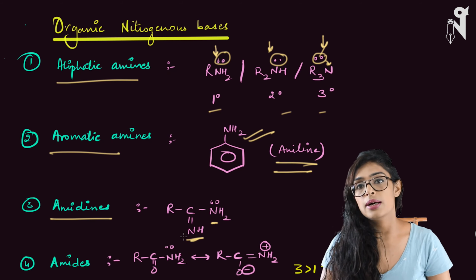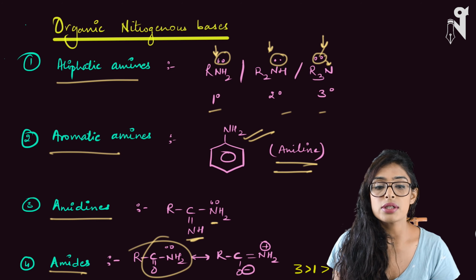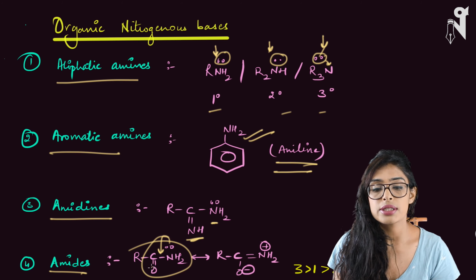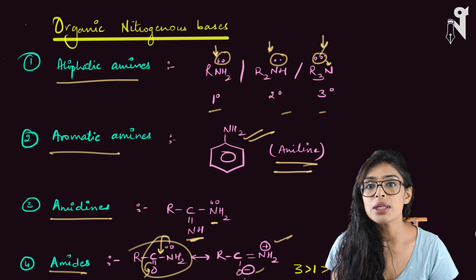Next is amides. We know what amides are. The CONH2 group is the amide group. Here there is a resonance which keeps happening. So your lone pair goes here and oxygen takes the negative density. So oxygen becomes negative and nitrogen becomes positive, and there is a pi bond between carbon and nitrogen. So this is the resonance which happens. So these four bases we will be majorly dealing with.